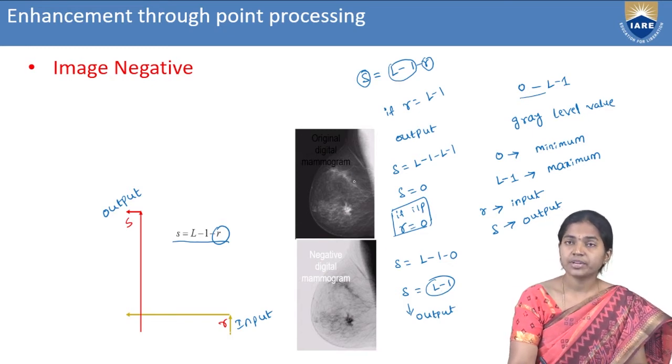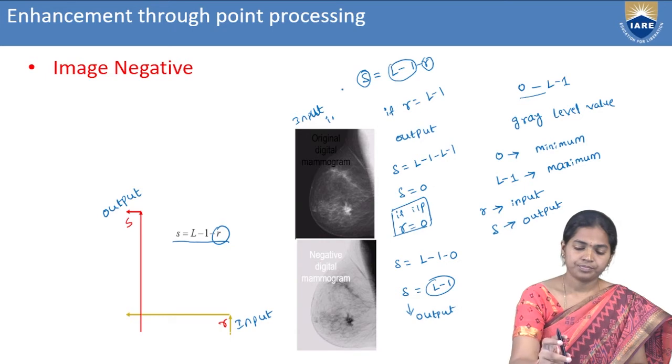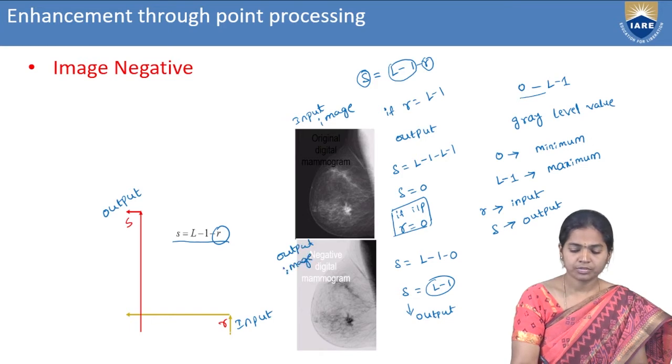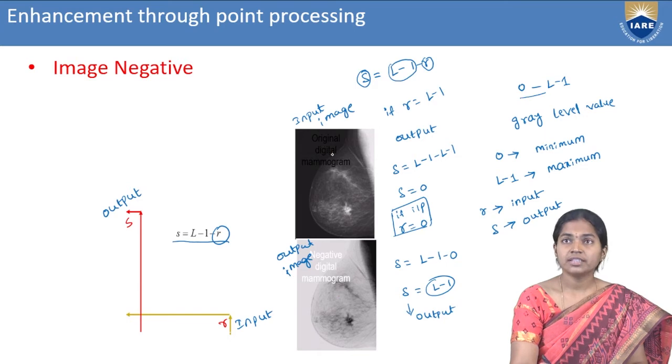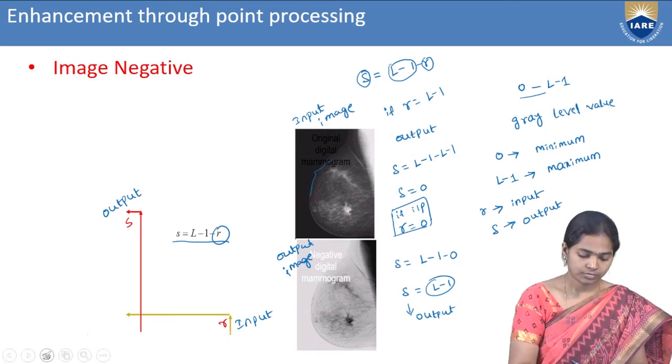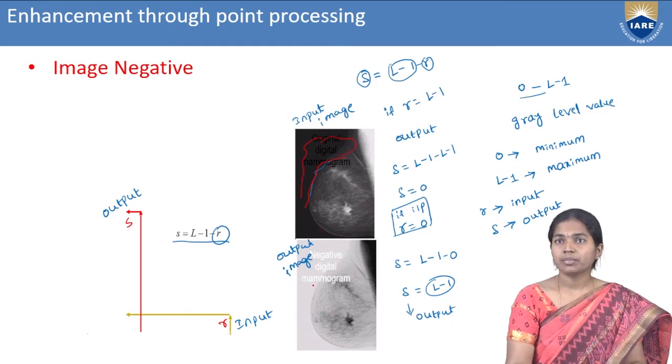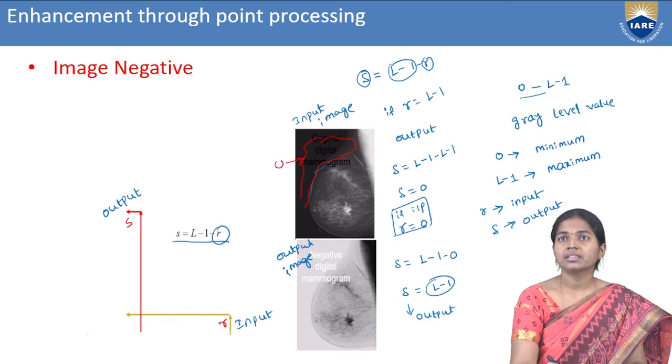So observe here in this image, this is our input image. Here it is the output image. In this input image, observe this part, it is black color. So what about the output image? Input is black means it is 0, R value equals 0. What about output? S equals L minus 1.